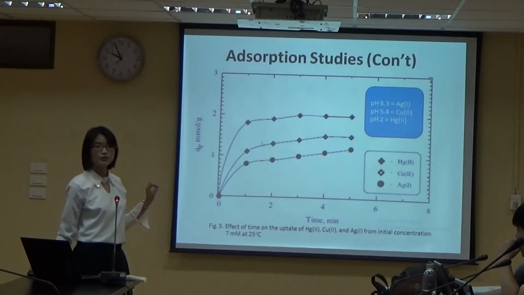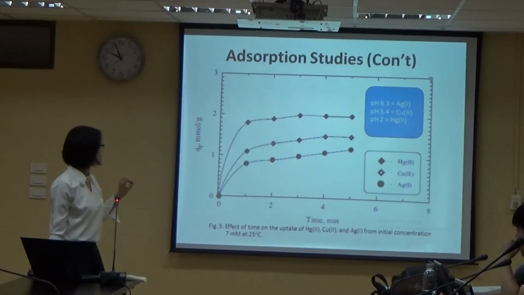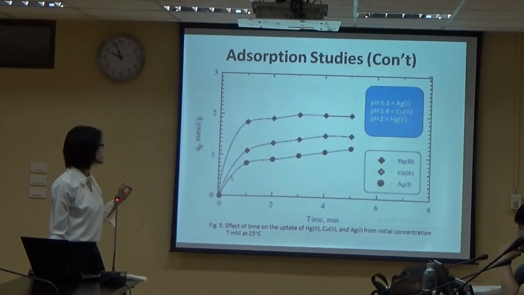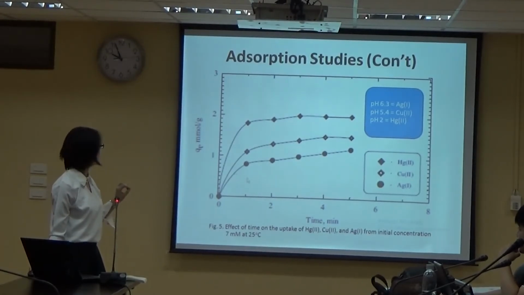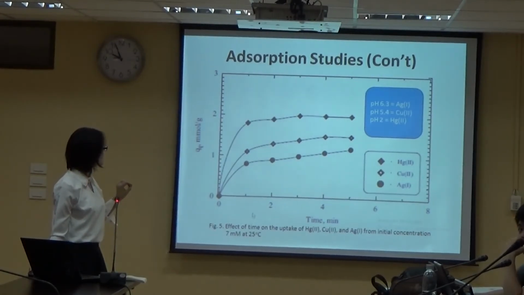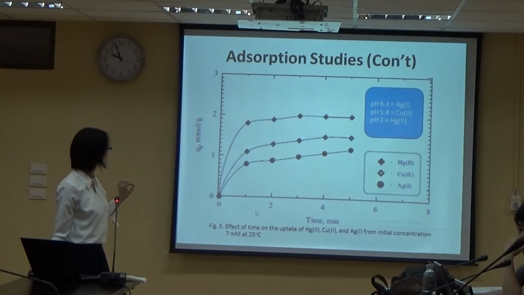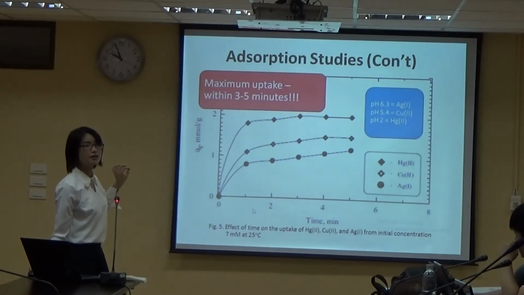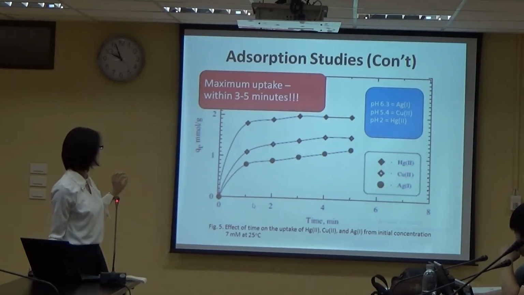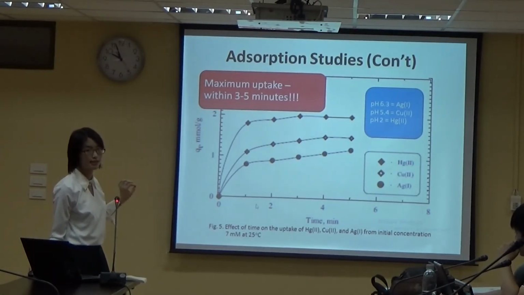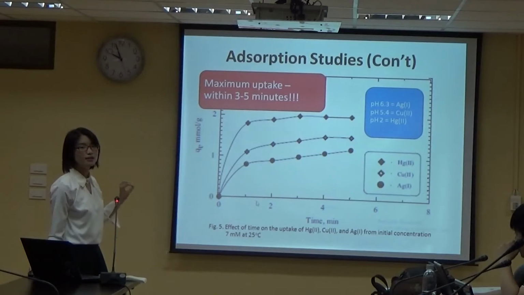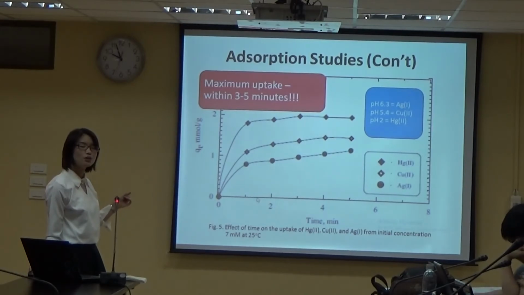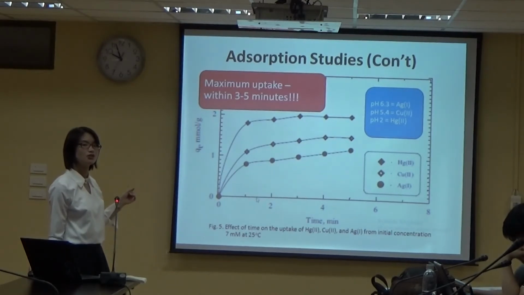And for the effect of time on the uptake of these three metal ions, these three curves exhibit similar trends, and you can observe that this adsorption process has very fast kinetics, and its maximum uptake can be achieved within 3 to 5 minutes. So we can say that this process has very fast kinetics, comparable to cellulose-free adsorbents with other different functionalizations.